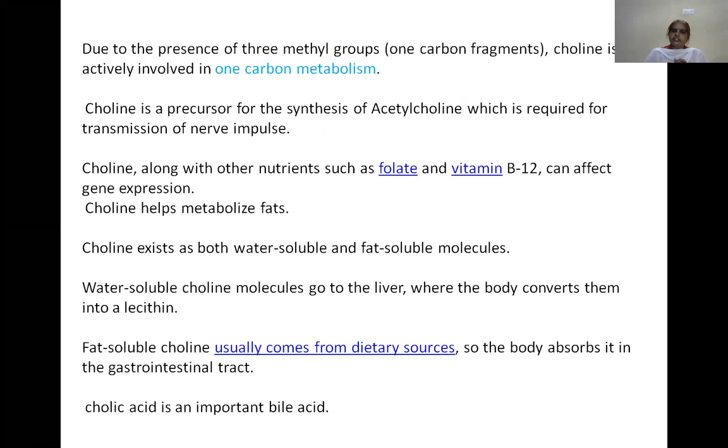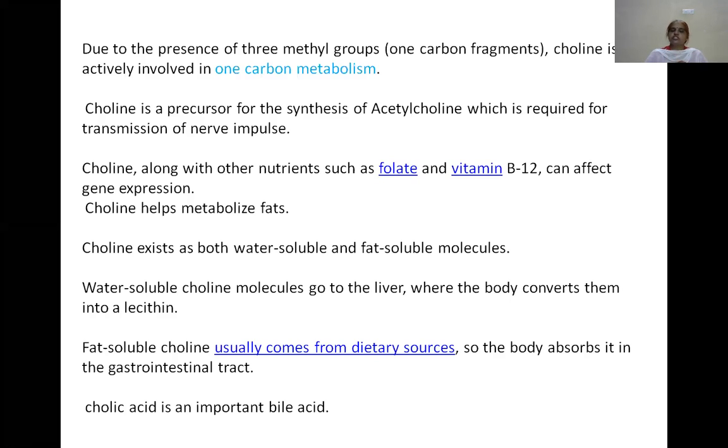Actually, choline contains 3 methyl groups. That's why it is actively involved in 1-carbon metabolism. Due to the presence of 3 methyl groups as 1-carbon fragments, it is involved in 1-carbon metabolism. So, choline along with folate and vitamin B12 can affect gene expression and metabolize the fats. Choline helps in metabolizing the fats.